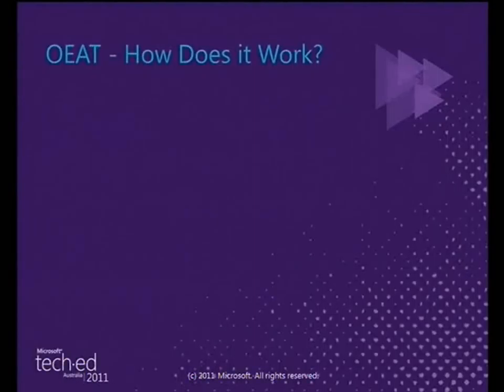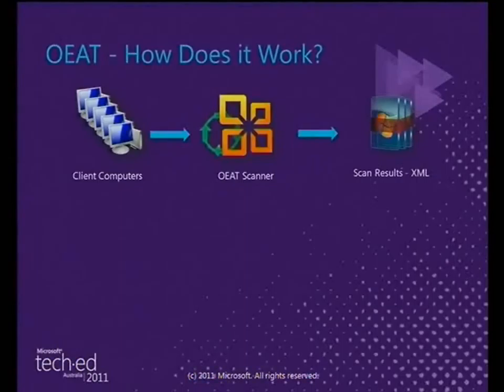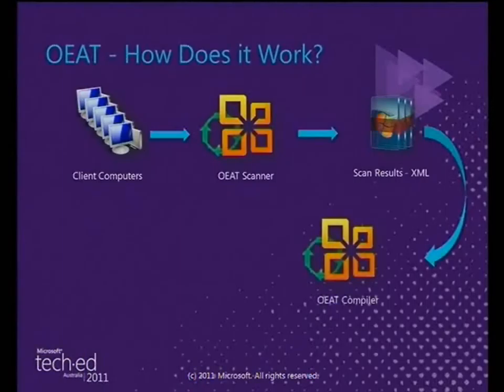What is it actually going to tell you in terms of compatibility? Not a huge amount. That's probably the biggest challenge here. How does it work? We get our client computers, we deploy an agent to them, the agent scans them, it monitors the registry keys that have the locators for the Office COM APIs, it finds anything that's going looking for the Office COM API and records it in a big list, and sends all that information back through the scanner to XML files on a centralized location. They all then get compiled by the OEAT compiler, and they end up in a big, fat Excel spreadsheet that you'll see in a second.